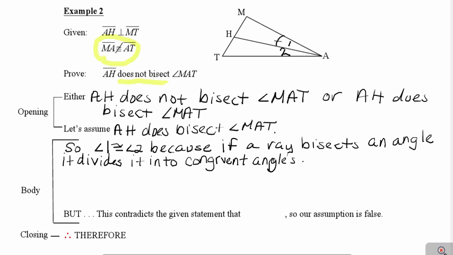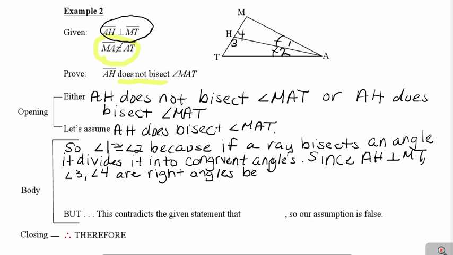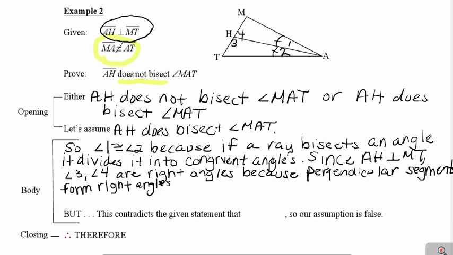Alright, so I'm going to go ahead and put tick marks there. And now I'm also going to not forget to use this top given here. Since AH is perpendicular to MT, then we know that angles 3 and 4 must be right angles, because perpendicular segments form right angles. Then we know that angle 3 and angle 4 are congruent because right angles are congruent.